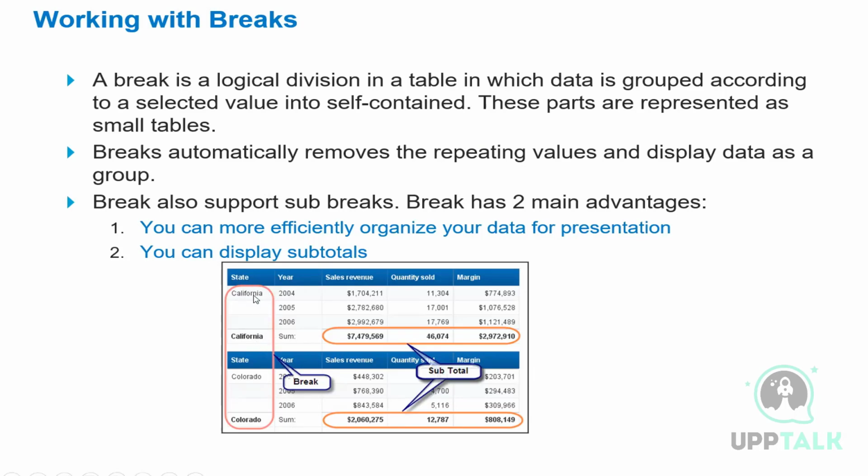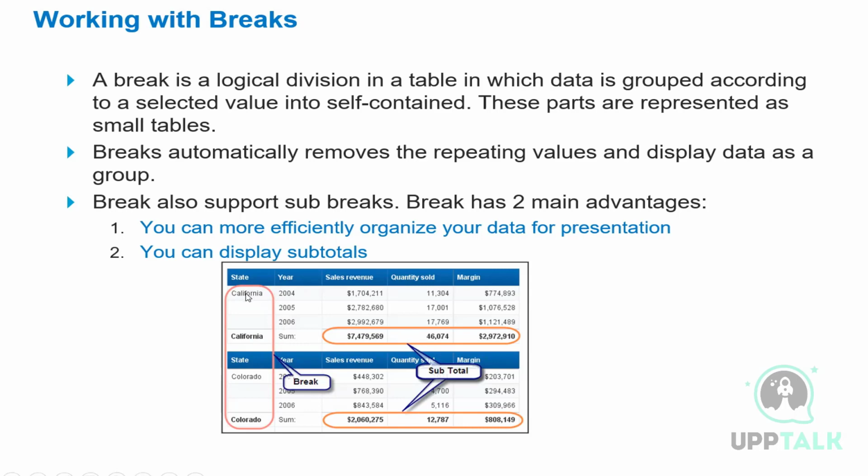Like if we create a break on state here, whatever it is, these three rows are related to California. If you have 10 rows also, only the first row will display the name and all the others are displayed as blank.